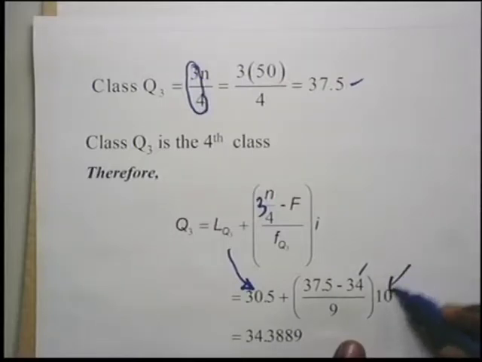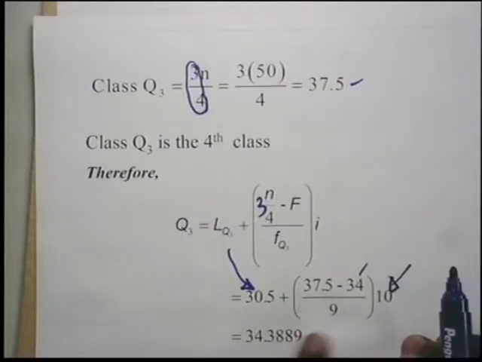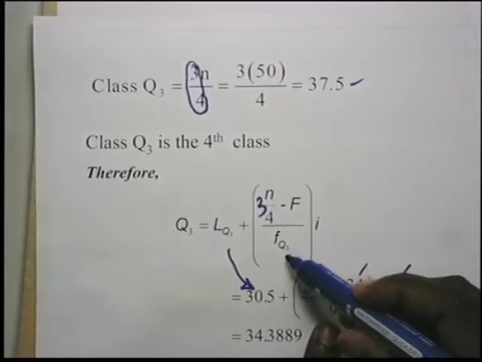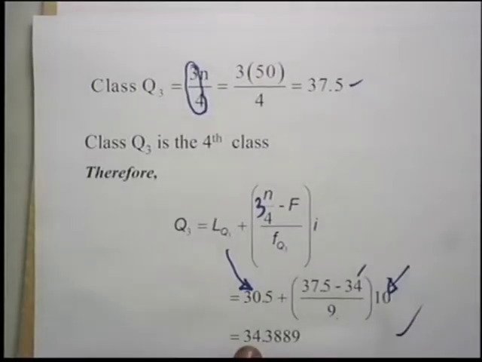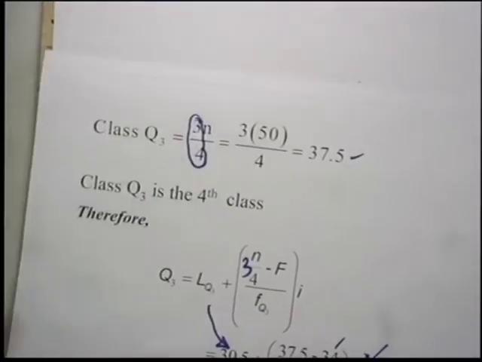This does not change. Our interval remains 10. This 9 is the frequency of the third quartile class, which is the 31 to 40 class. We have got 9, we put our 9. Then we calculate this and we get our third quartile, which is 34.388.